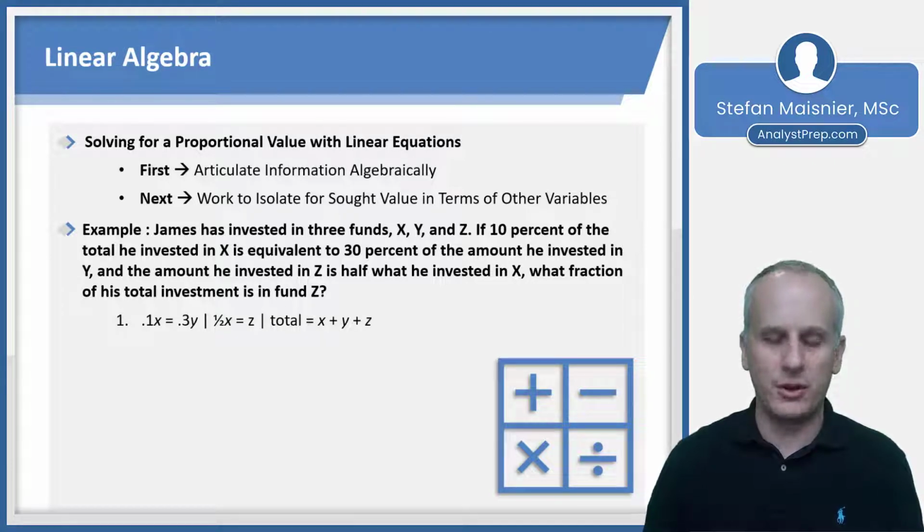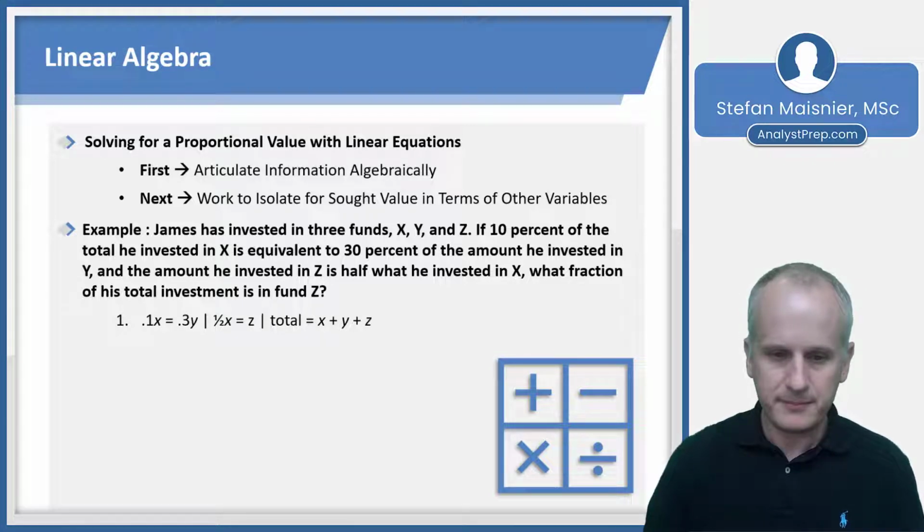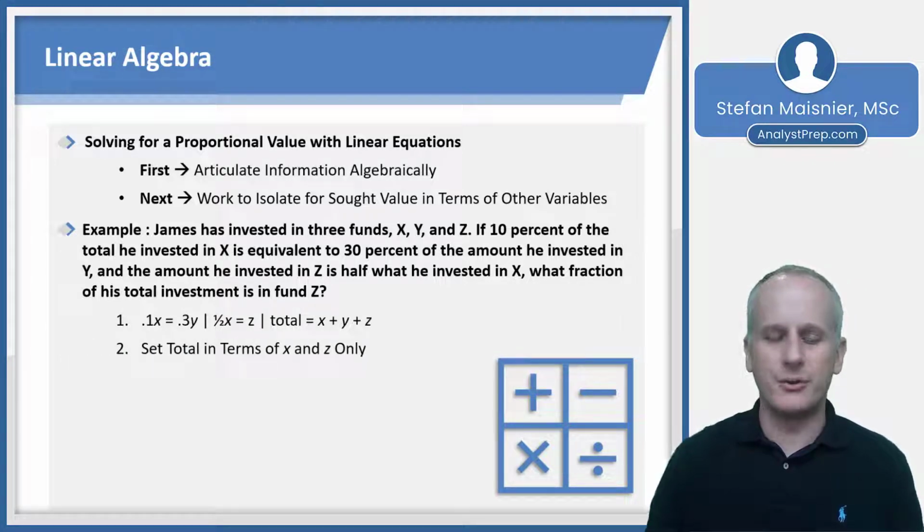And we know that our total investment is whatever he invested in X, whatever he invested in Y, and whatever he invested in Z. And we just articulate that using the variables X, Y, and Z. So we have these 3 equations, but we can't really solve for anything because the total functions as its own variable as well. But we want to set our total in terms of X and Z only because we're comparing X to Z.